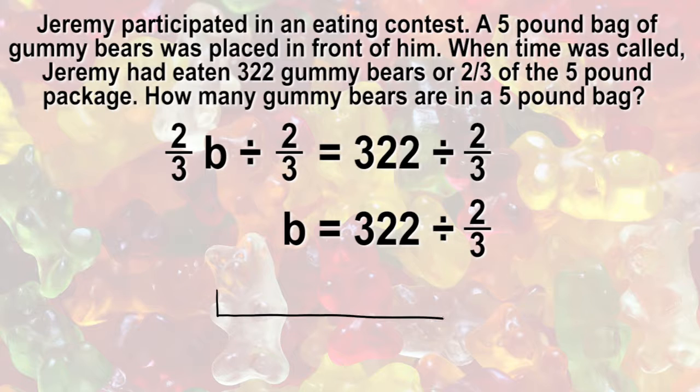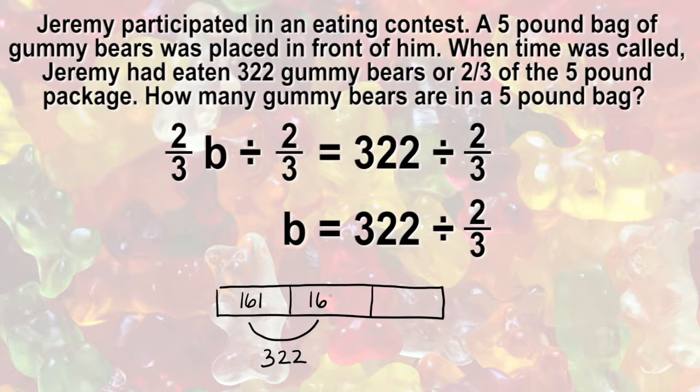Some students may still need to use a visual model and divide the bar into thirds, where the denominator is thirds. When the bag is divided into 3 parts and 2 of the parts is 322, the 322 can be divided in half or equally between 2 of the parts. Each of the 2 sections will have the value of 161. Therefore, the last section will also have a value of 161. If we multiply 161 by 3, we will have the total number of gummy bears in the entire bag.